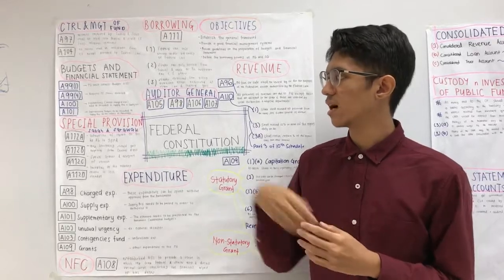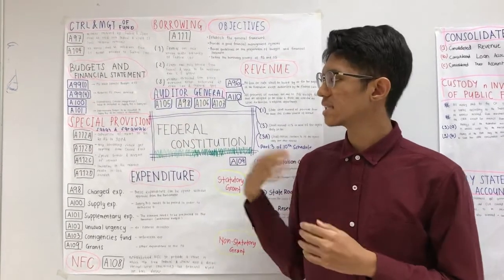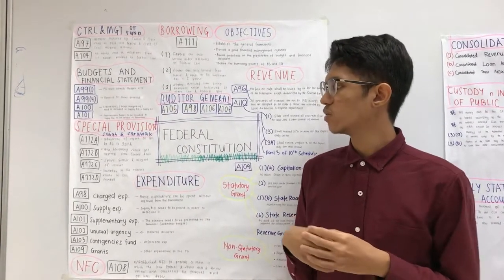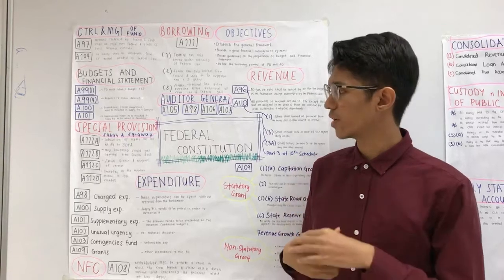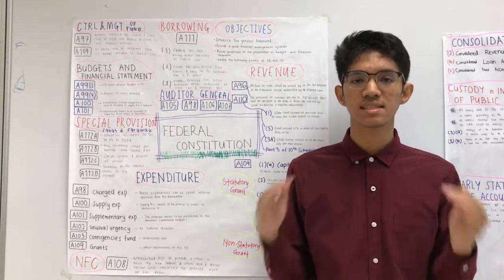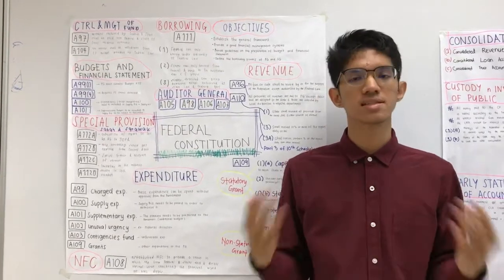And last but not least is the special provision for Sabah and Sarawak. This is provided in Article 112, which talks about the submission of the report on the accounts by the Auditor General, and it also states that any borrowing should get approval from the central bank.